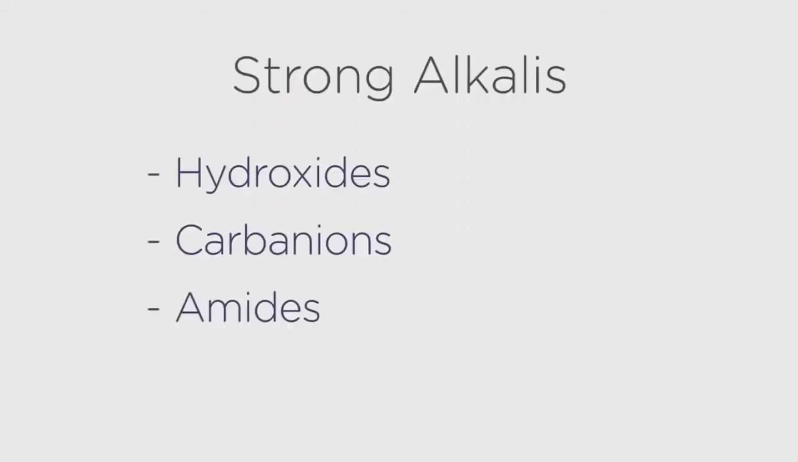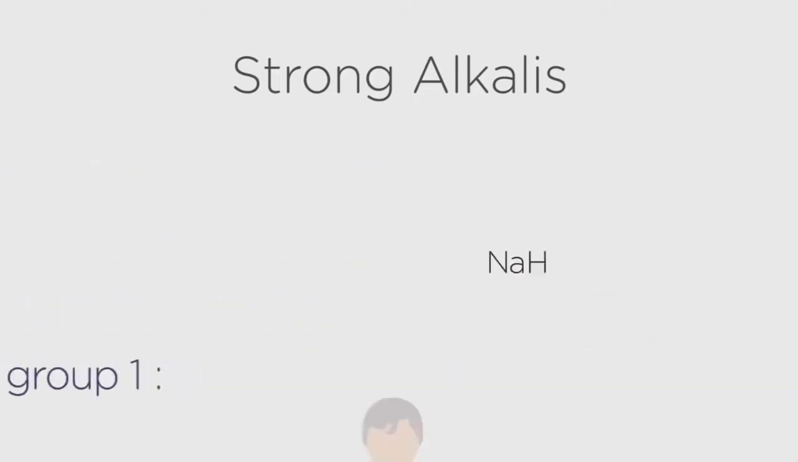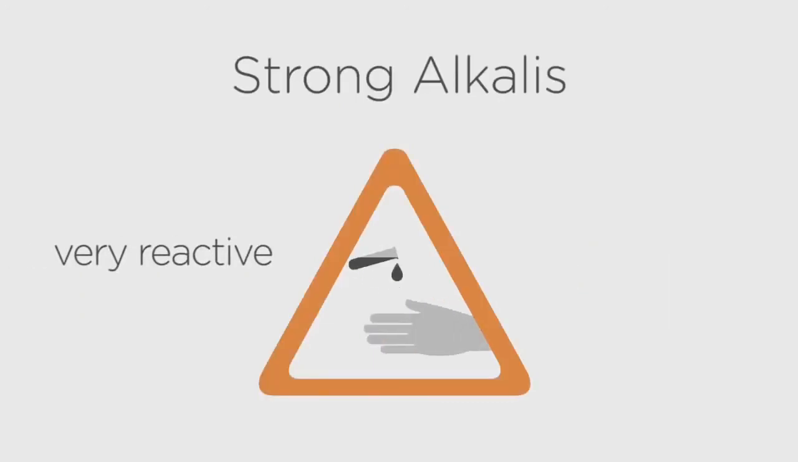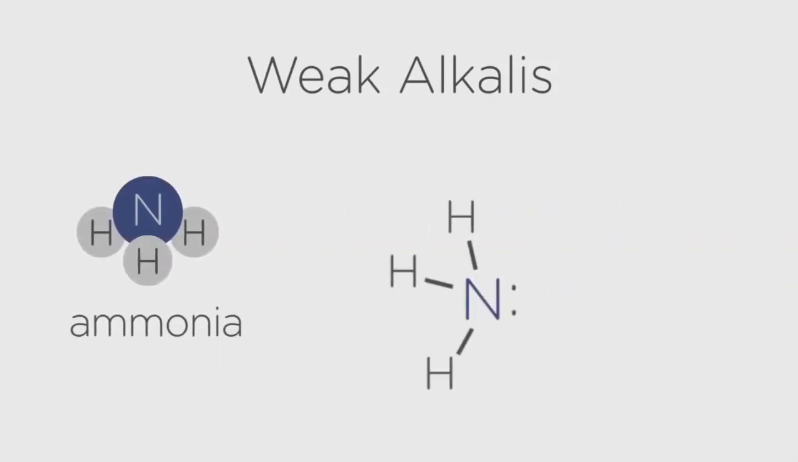Strong alkalis include hydroxides, carbanions, amides, and hydrides of group 1 metals. Sodium hydride is known as a superbase. Strong bases are very dangerous. Why do you think this is? Strong bases are very reactive, and thus they are corrosive. Many cleaning fluids are strong bases. Organic alkalis are usually weaker. Very weak alkalis include chemicals like ammonia, which use their lone pair of electrons to accept protons. They do not dissociate in water to give a negatively charged ion, so the bond to H+ is weaker.